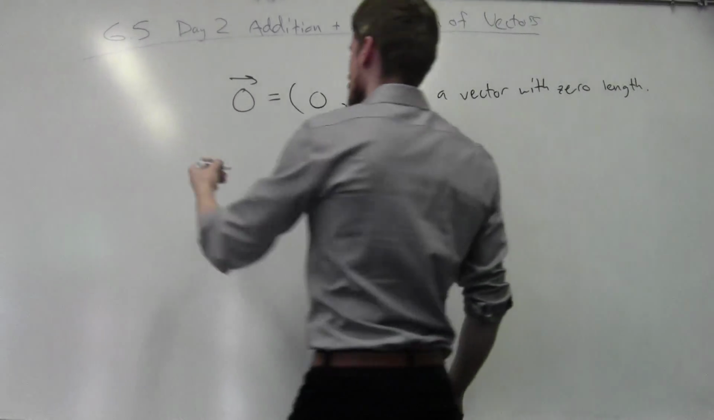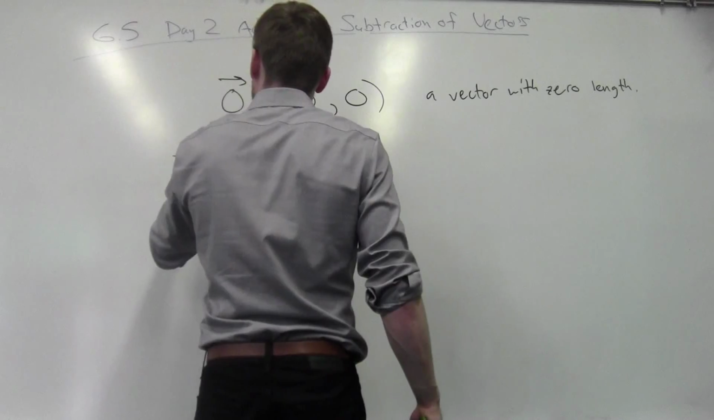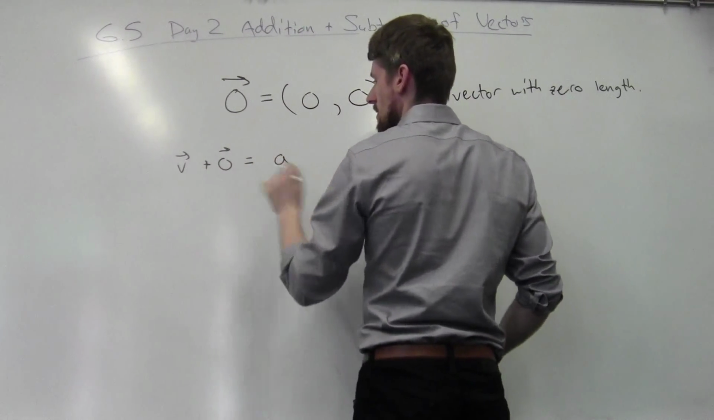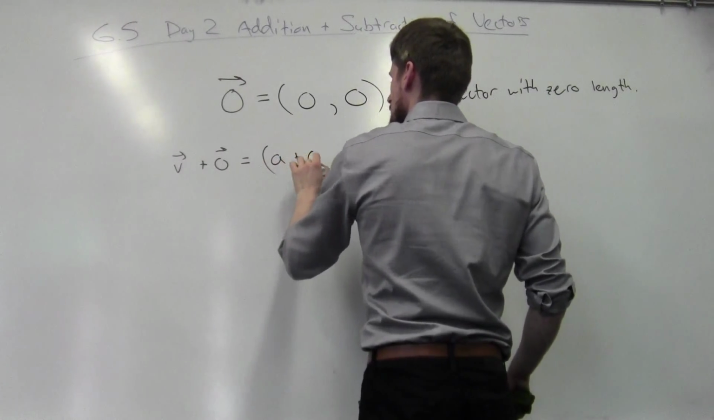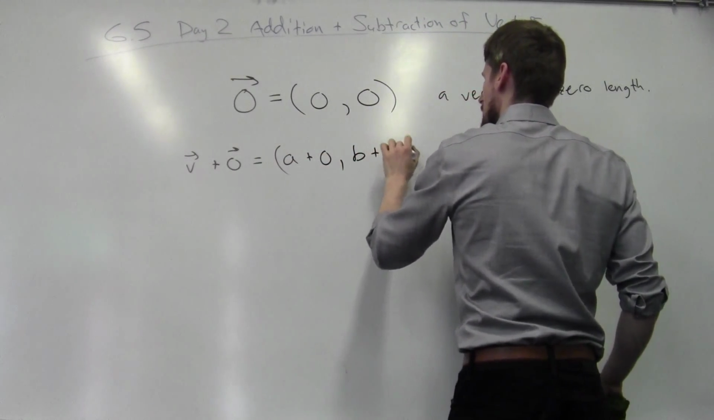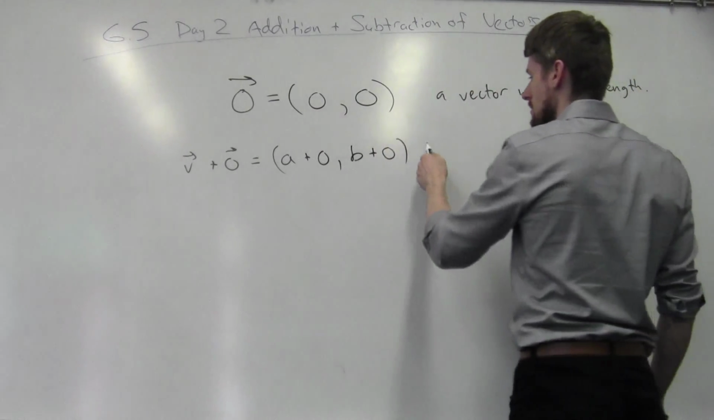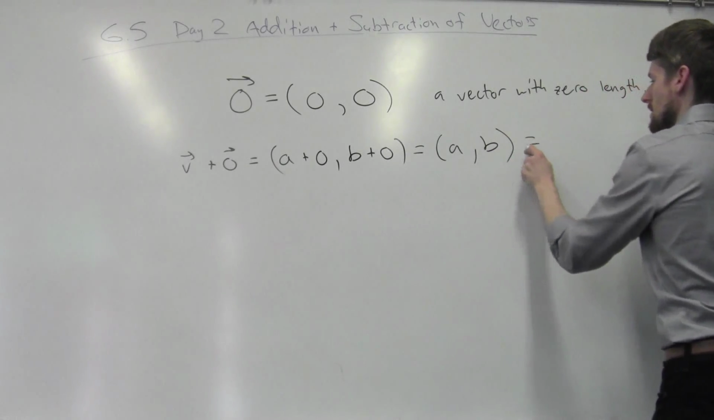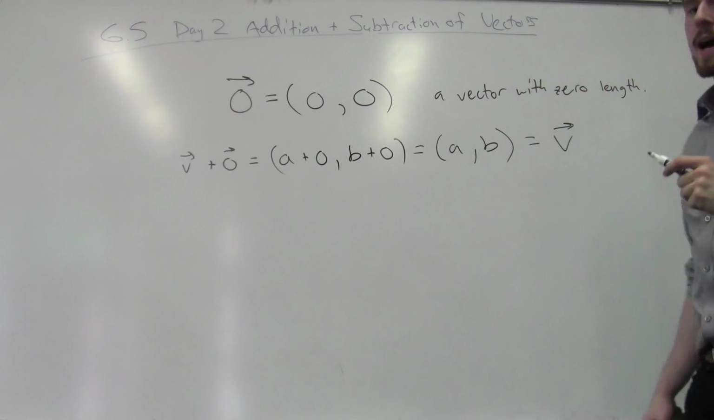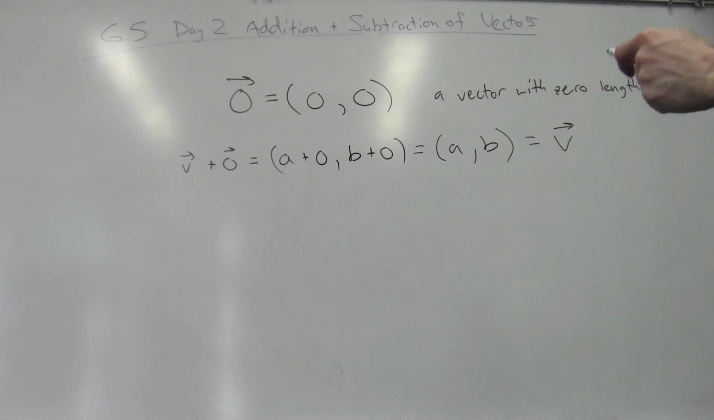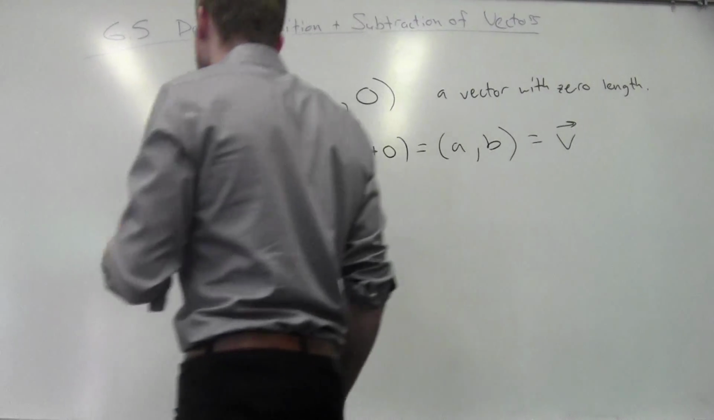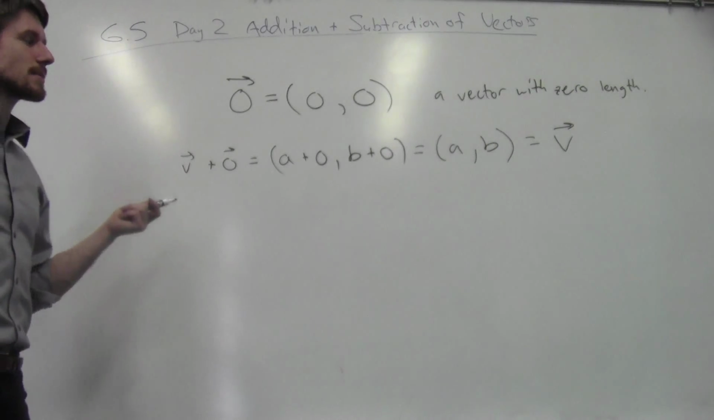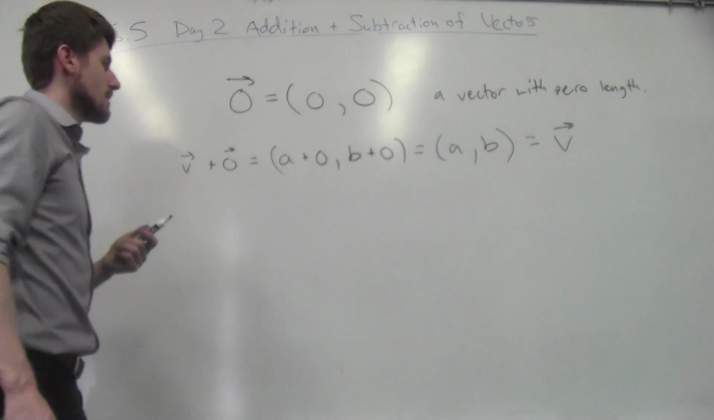And so what happens when you add a vector and the zero vector together? Well, say your vector is AB, A plus 0 and B plus 0, which doesn't do anything to these numbers. A plus 0 is still A, and B plus 0 is still B. And so you get the vector you started with when you add the zero vector to it. And that makes sense. That's the same as adding a 0 to a number. It doesn't do anything to it. So adding a zero vector to a vector shouldn't do anything to it.